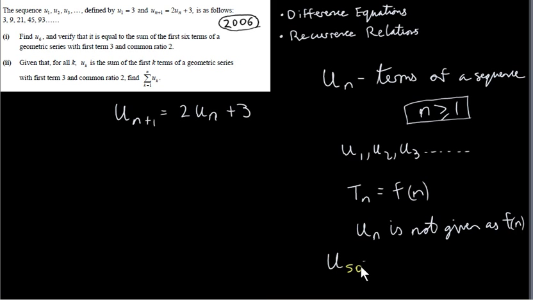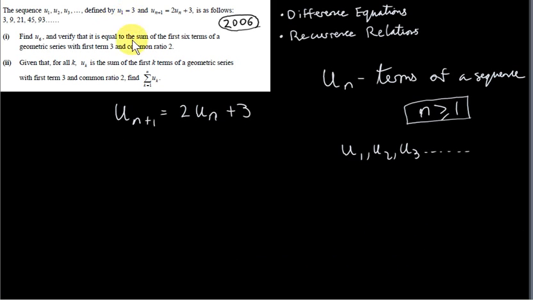In order to get u50, we need u49. Because if we let n equals 49, what we get is u50 equals 2 times u49 plus 3. So I'm just using this recurrence relation with n equals 49. So we get u_{49+1}, or u50, equals 2 times u49 plus 3. So if we know what u49 is, we can find u50. If we know a given term in the sequence, we can find the subsequent term.